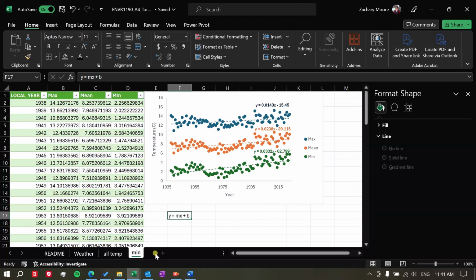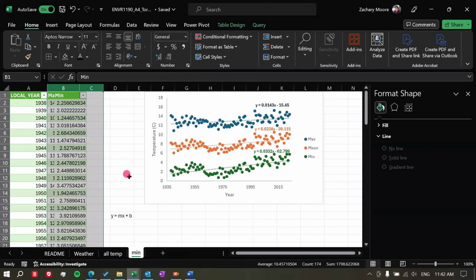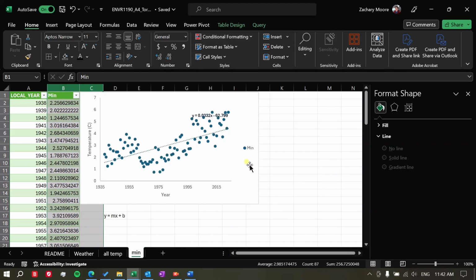It's going to call this all temp 2, but we're going to do the minimum together. So we know that we just want to do minimum here. What we can do is delete these 2 columns for max and mean by grabbing the B and dragging over. And we can just click delete.